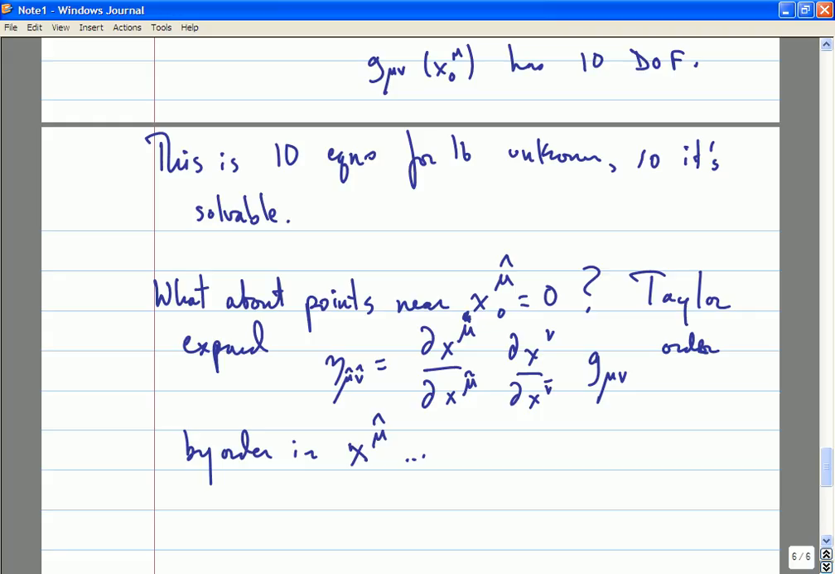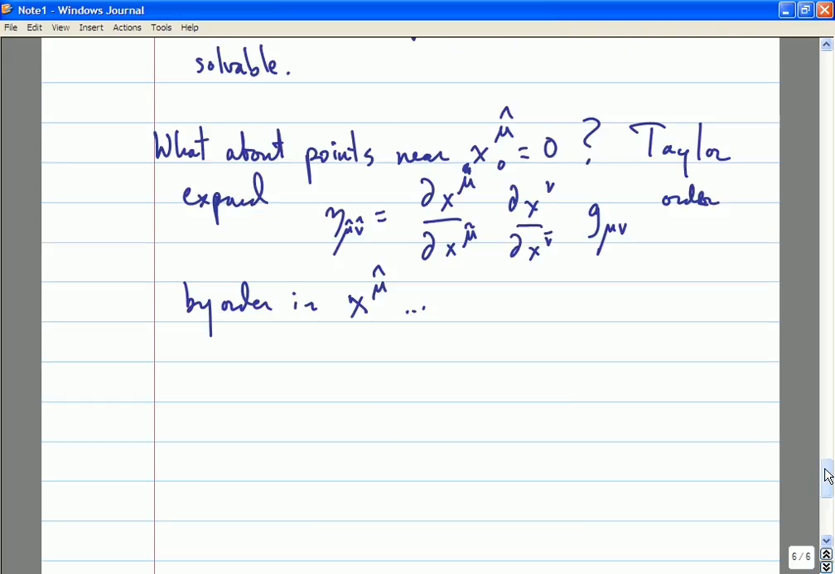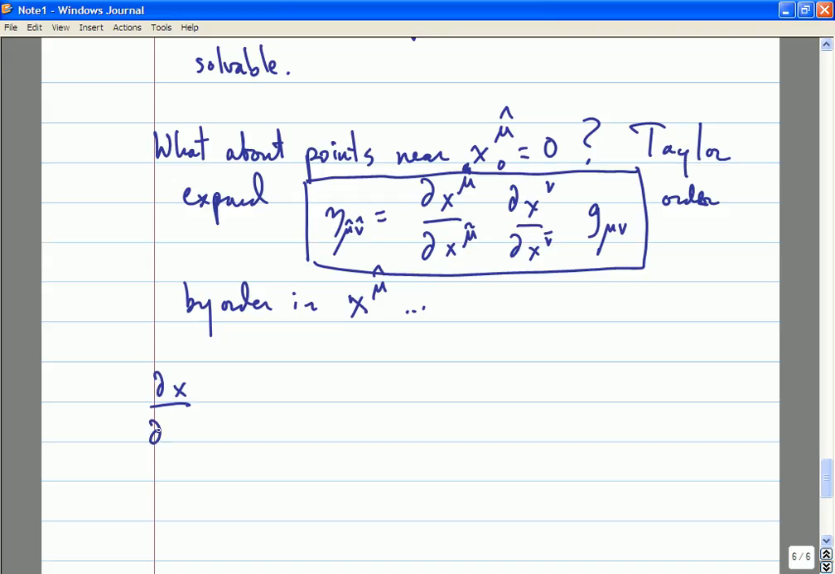So let's look at this boxed equation here. The left-hand side is just a constant. It's a constant to all orders in x hat. So what we then need to do is imagine expanding the right-hand side of this equation out order by order in x hat and solving it at each order in that expansion. So we then need to ask at each order in this expansion how many equations we have to solve and how many unknowns there are. So let's start by imagining expanding this Jacobian matrix order by order in our powers of x hat.